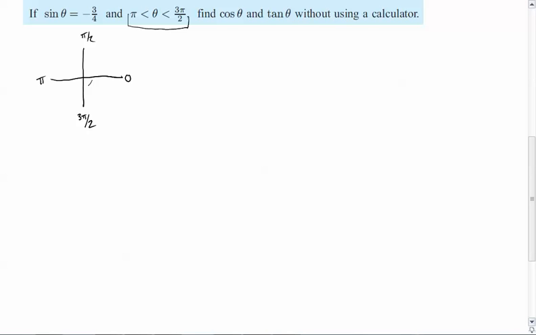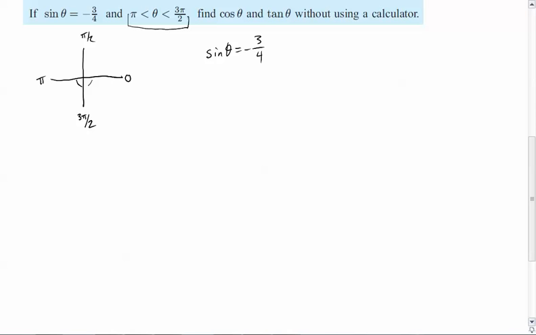Now, because of that, the angle needs to be between pi and 3 pi over 2, which means I'm looking in this quadrant right here. So I'm going to ignore any others. It's just this quadrant between pi and 3 pi over 2 that I want to focus on. So now I'm going to look at sine. So now sine of theta equals negative 3 over 4.